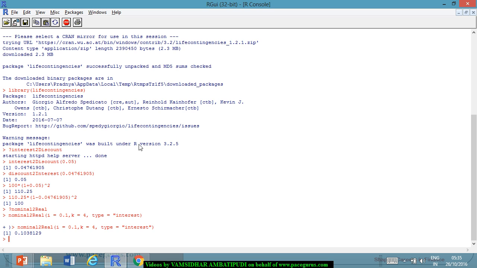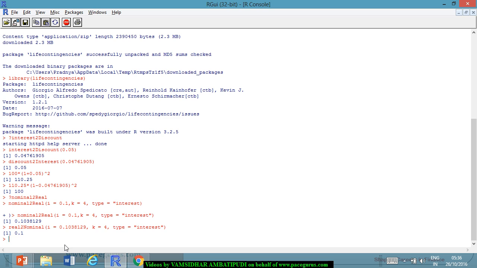Now similarly, if I want to do the other way, I'll say real to nominal, everything remaining the same. This time my I is going to be the real rate. So this is the effective rate for the whole year. I want to find out what is the corresponding nominal rate of interest if I'm talking about a quarterly compounding. So the real to nominal is again taking me back to 10%.